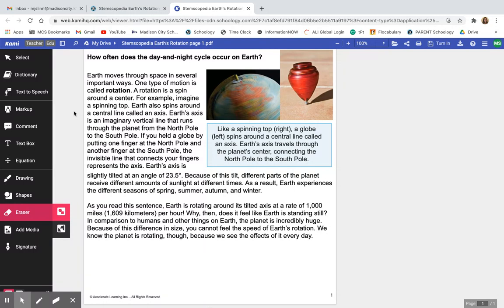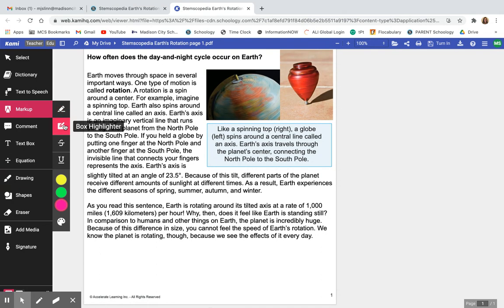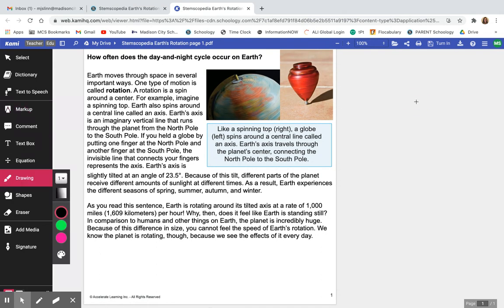Next, I suggest drawing a picture. Let me see if I can show you what I'm envisioning. So I would say, actually, is this the pen tool? Let me see. That's a highlighter, box highlighter. Pen? No. Oh, there we go. Okay. So I would say draw a circle. This represents the Earth. Draw the imaginary vertical line described in the text. It runs from the North Pole, which we can label North Pole.